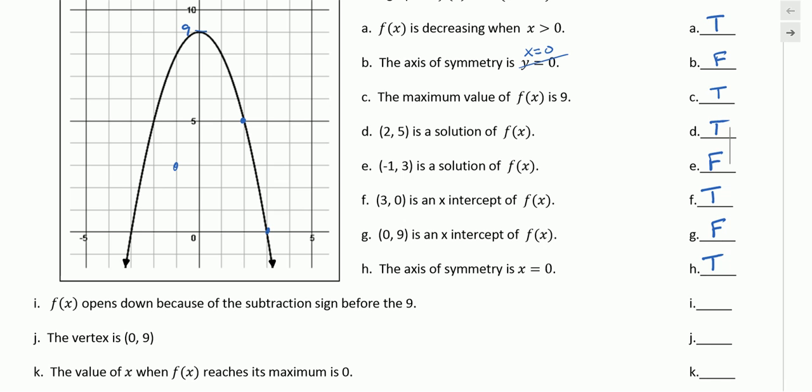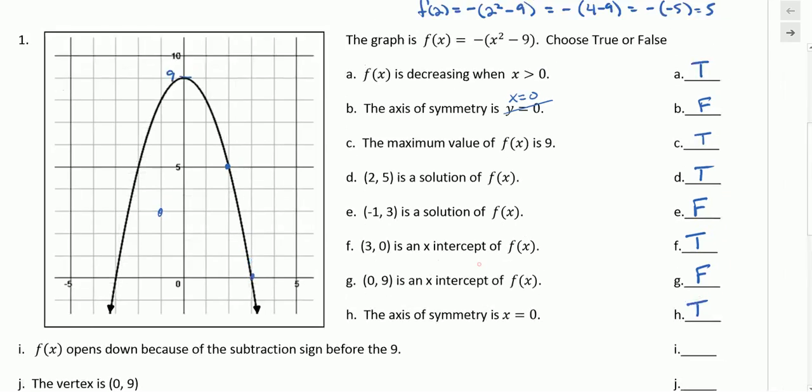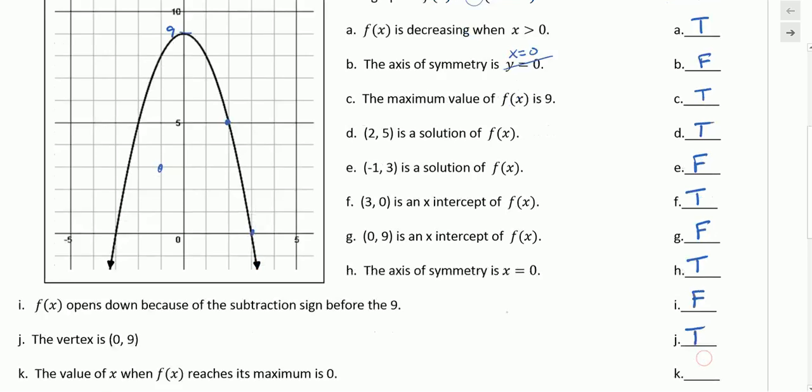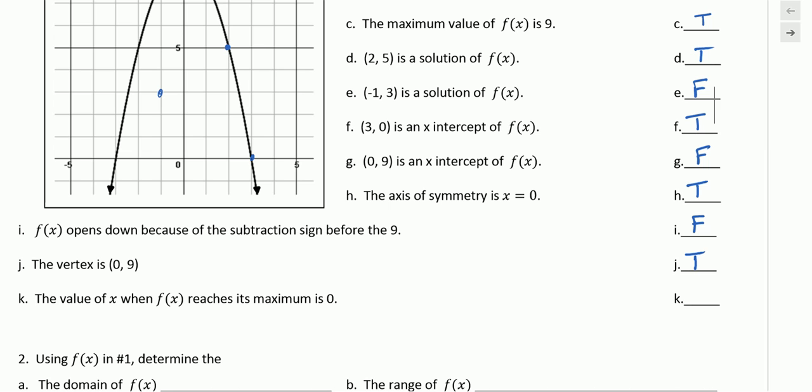F of x opens down because of the subtraction sign before the 9. That's not what makes it. It's actually the subtraction sign right here before the x squared. The vertex is at 0, 9. And that's true. The value of x when f reaches its maximum is 0, and that's true.